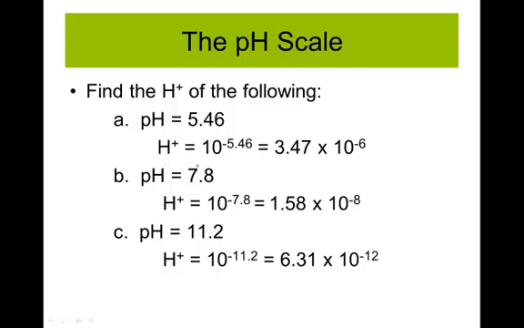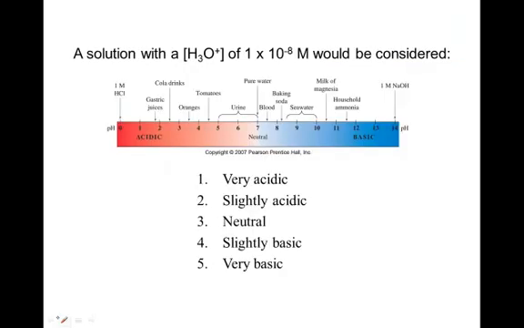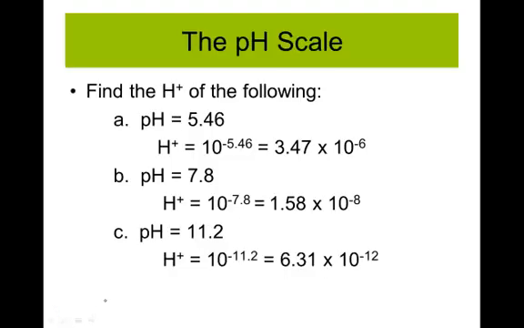Here, I have a number that's 7.8. My exponent is 8, so those are pretty close. Here, I have 11.2, and my exponent is 12. So those should be fairly close together, the exponent, if it's a positive here, and the pH. That's going to tell you that you did it properly.